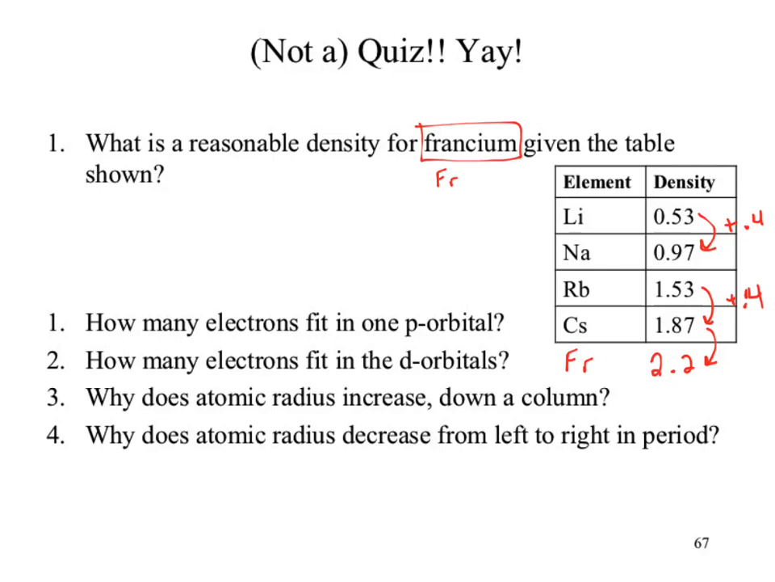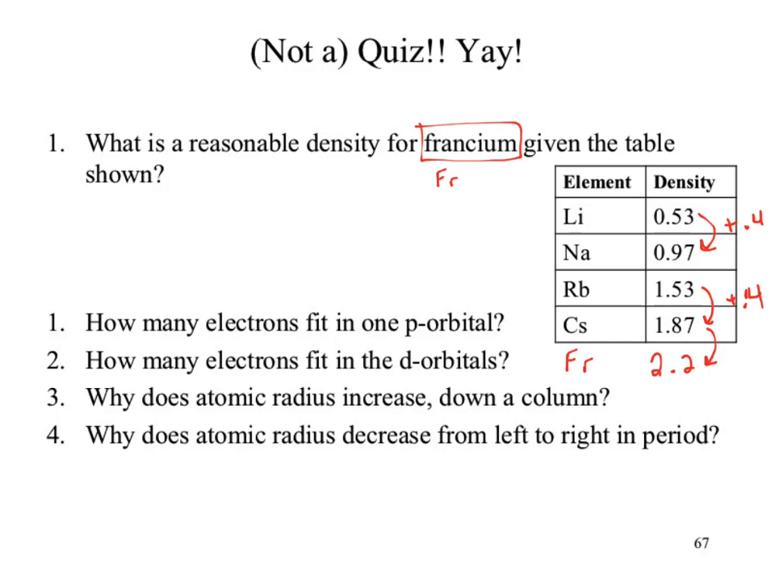Why does atomic radius increase down a column? Back to this. Okay, one theory was we increase the number of electrons. Question 4, why does the atomic radius decrease from left to right? Left to right, what did you do to the number of electrons? You increased them, and yet, what happened with the trend? It changed. So we cannot say, as our explanation for why the atomic radius increases down a column, that it's the number of electrons. That does not work as an answer, because that answer does not also explain 4.